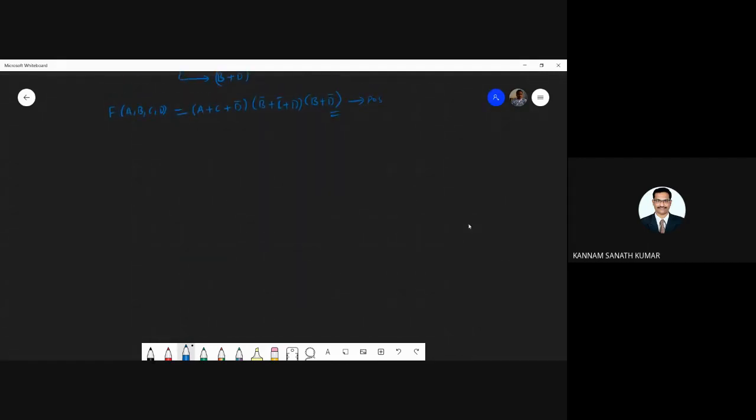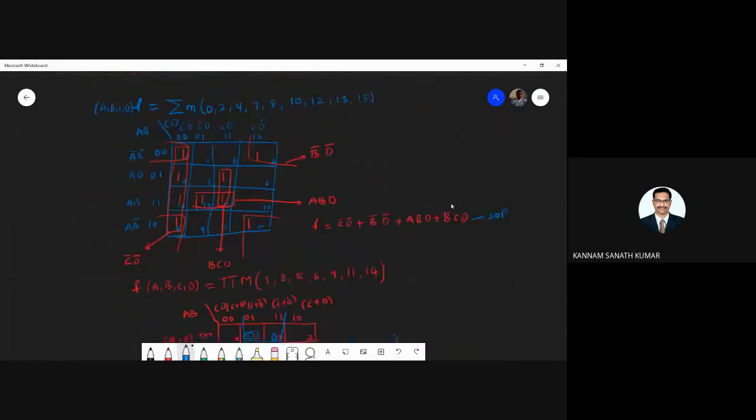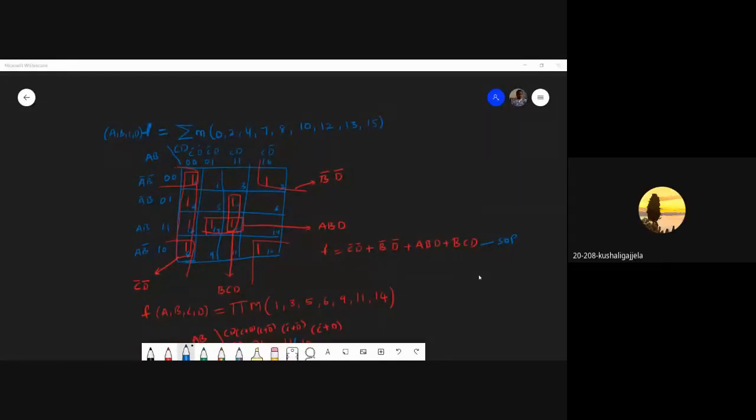Product of sums. Okay, so now is it okay? Any doubts in this, students? Okay, sir, response? Okay.